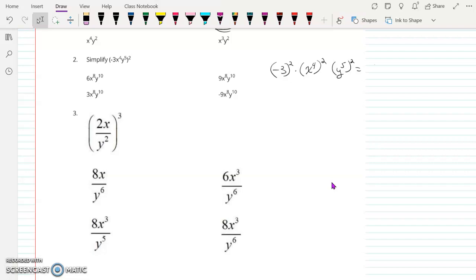The -3 to the second power would be +9. X to the fourth times 2 would be our x base. Y to the fifth times 2 would be our y base. So the final answer should be 9x to the 8th power, y to the 10th power.